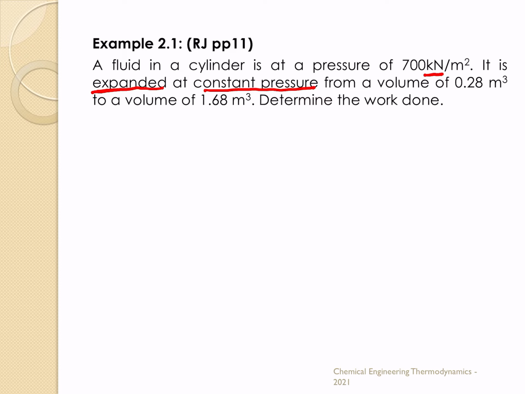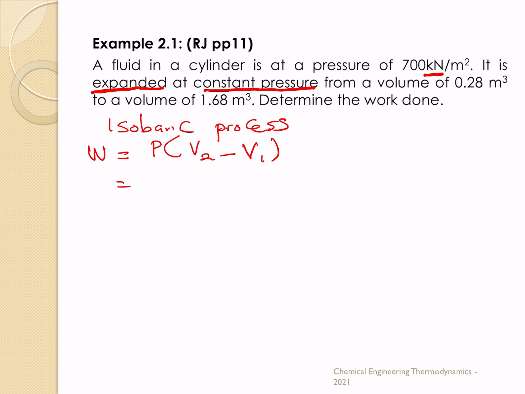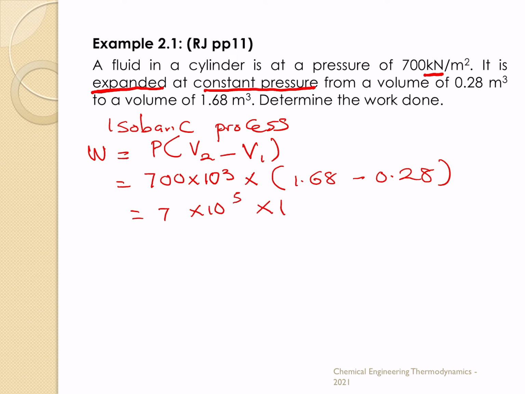So looking at this, since it's a constant pressure, we know that it's an isobaric process. And we've been given that for an isobaric process, work done equals P(V2 minus V1). If we plug that in, pressure is 700. Remember, it's kilonewton, so we times 10 raised to the power 3, multiplied by V2, the higher one, the increased volume, 1.68 minus 0.28. If we multiply that through, we should have 7 times 10 raised to the power 5 times 1.4, giving us 9.8 times 10 raised to the power 5.